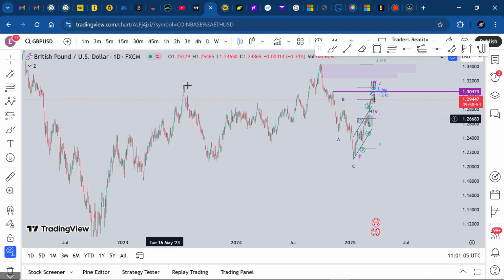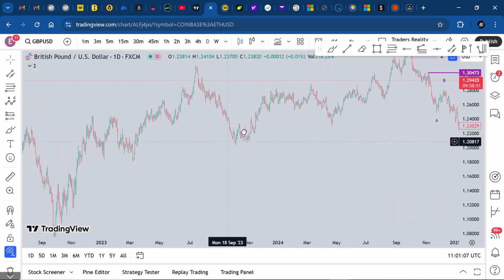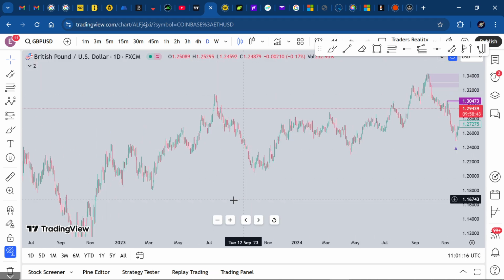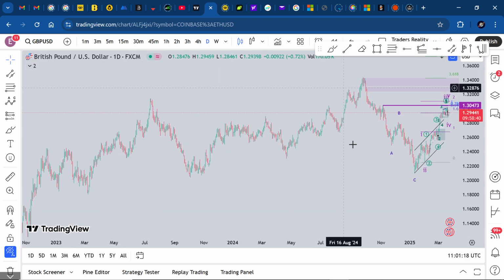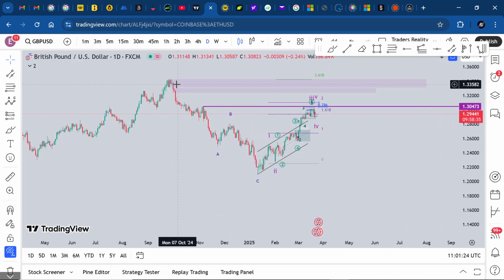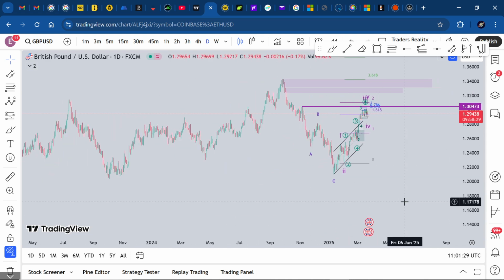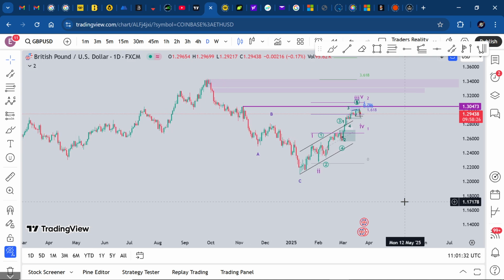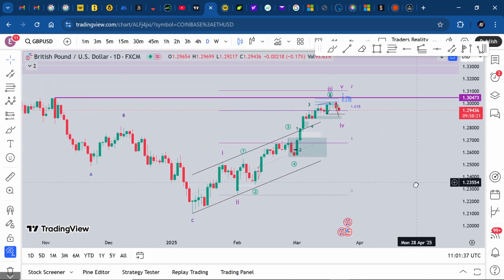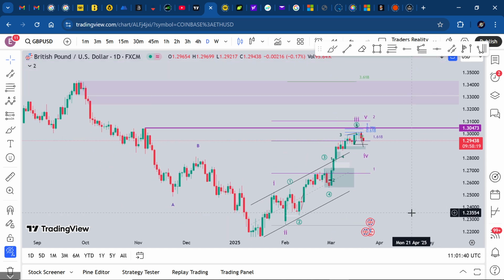Cool. Is this all definitely 1? Because we could go 1, 2, 1, 2, 3, 4, 5 in 3, 4, 5, making all of this 1. And then this can be the A wave in the 2, A, B, looking for C. It's possible. But this is the daily time frame. I'm not going to go too mad in the daily time frame.